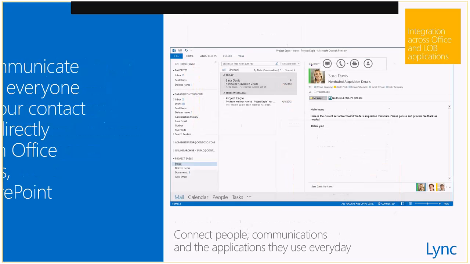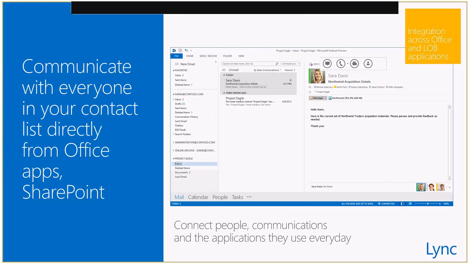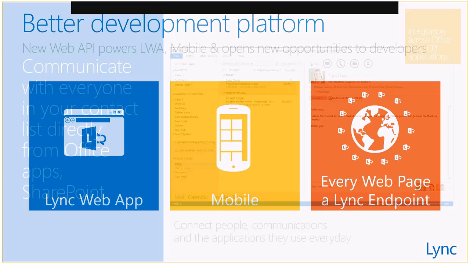Now, as I had said earlier, you can communicate with everyone in your contact list directly from any Office apps, including SharePoint and SharePoint Online. And this is just showing a screenshot of that, which I'll show you live. You can see Sarah Davis over there on the right, and she's green because she's available. And this is actually in SharePoint or Outlook, and you can see you can call her, IM her, do everything you would do directly from the client or the web app directly from Outlook. And I'm just going to show you that stuff live.